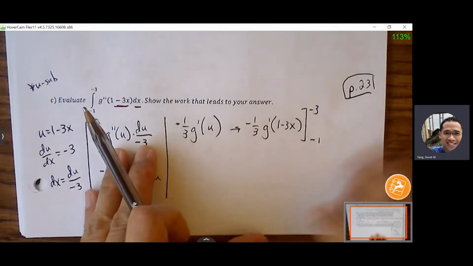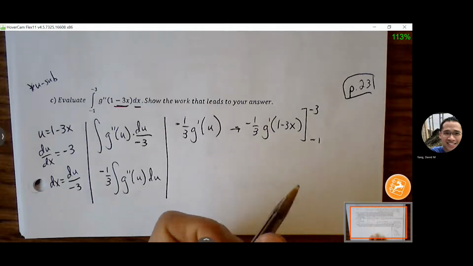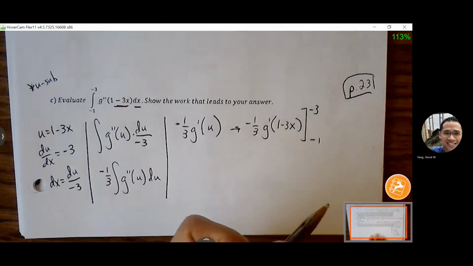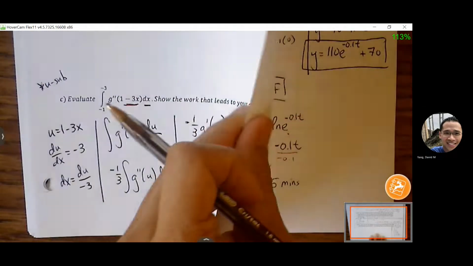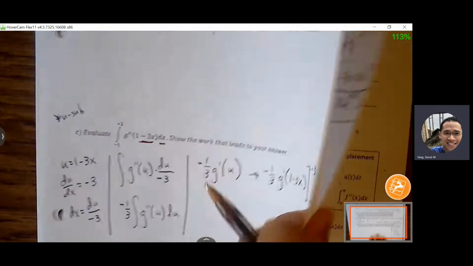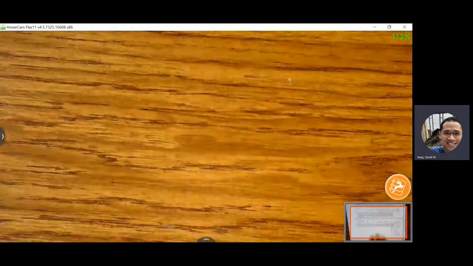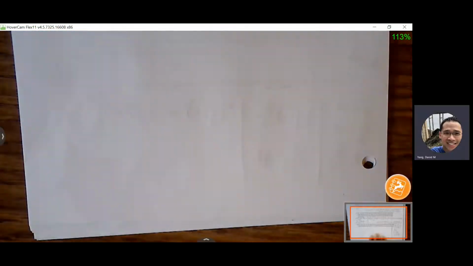Okay, page 24. 24D is L'Hopital's rule. Part E is product chain rule. Let's go down to F. I want to get some practice with differential equations here. So part F.